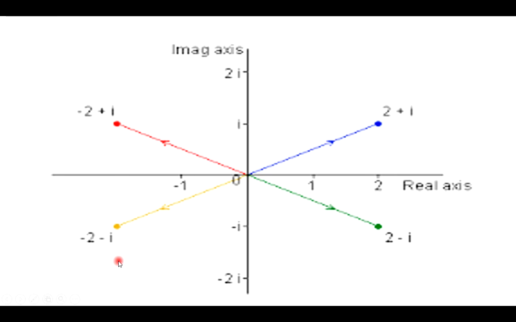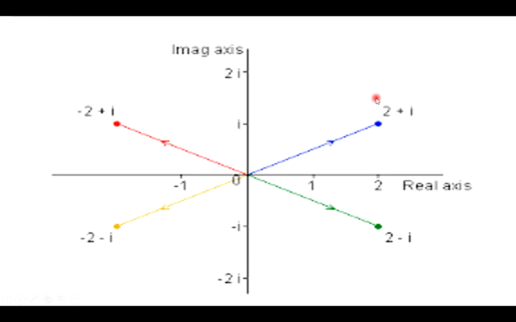And then we have another complex number which has a negative real part and a negative imaginary part. It will be plotted in the third quadrant. And then we have another complex number which has a positive real part and a negative imaginary part, which is 2 minus iota, and it will be plotted in the fourth quadrant.